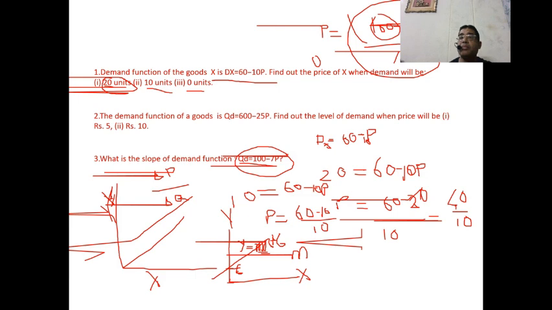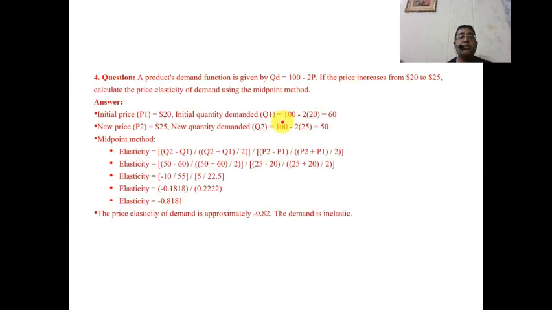So the slope will be minus 1 by 7. This will be the answer. Okay. Now question number 4.